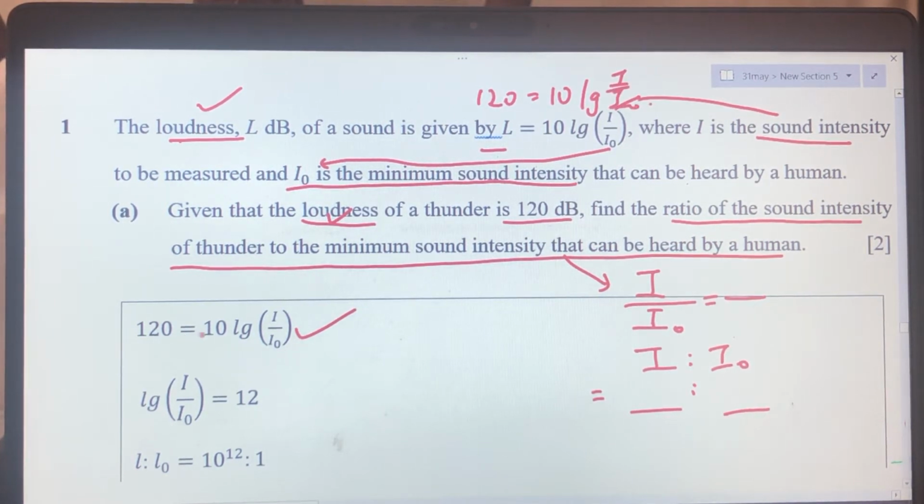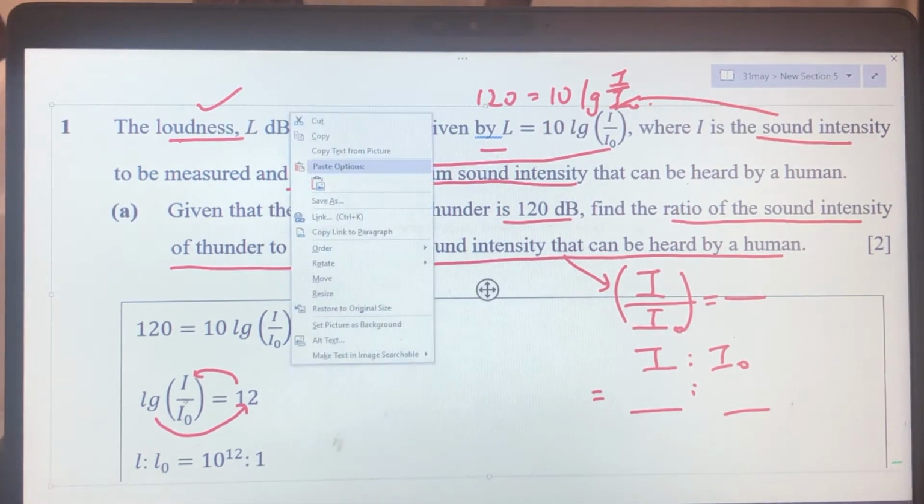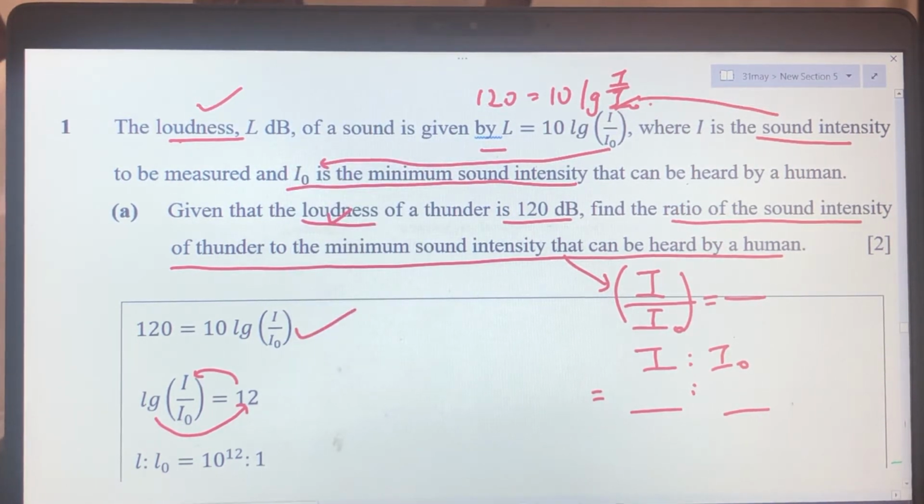What I need to do now is to divide both sides. I'm trying to isolate I over I naught. I'm trying to get this. So I isolate, divide both sides by 10. I get this. Use bowling. Bowling always starts with the base. 10 to the power of 12 equals to this. So what we have now is I over I naught. I over I naught is 10 to the power of 12.